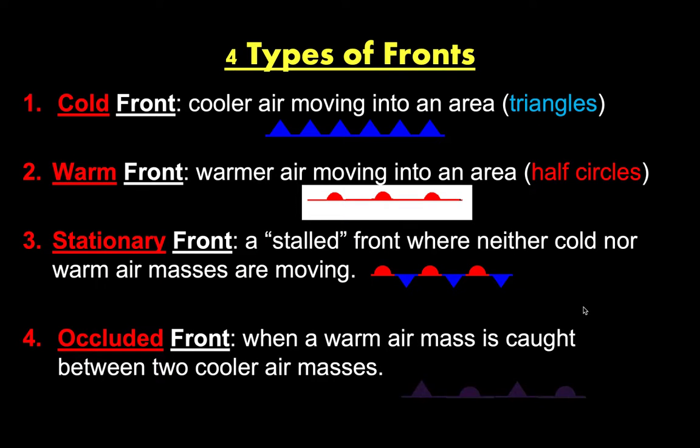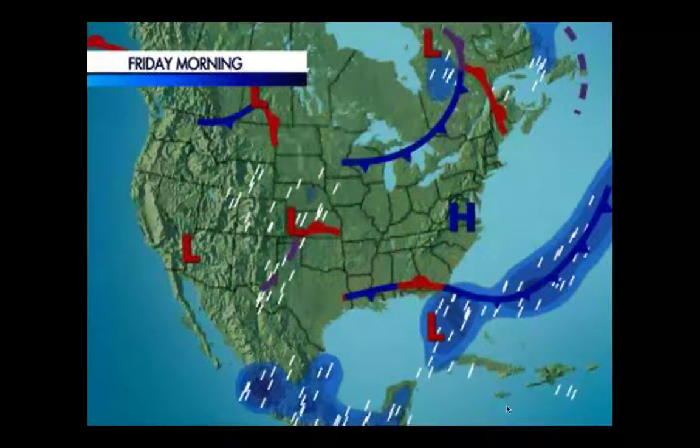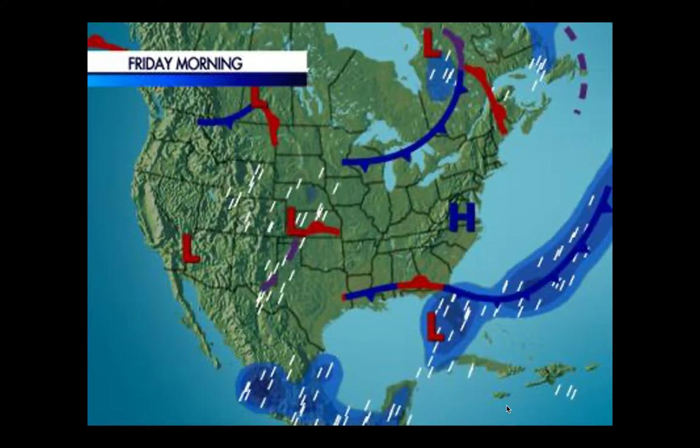And then last but not least, we get an occluded front. This happens when a warm air mass gets caught in between two cooler ones. It kind of makes a warm air mass sandwich. Notice that we've combined the two symbols here because that warm air mass is going to try to heat up the two symbols. So what happens when we mix red and blue? We get purple. So here's the weather map. You can see all of these symbols on it. And now you know what they mean.